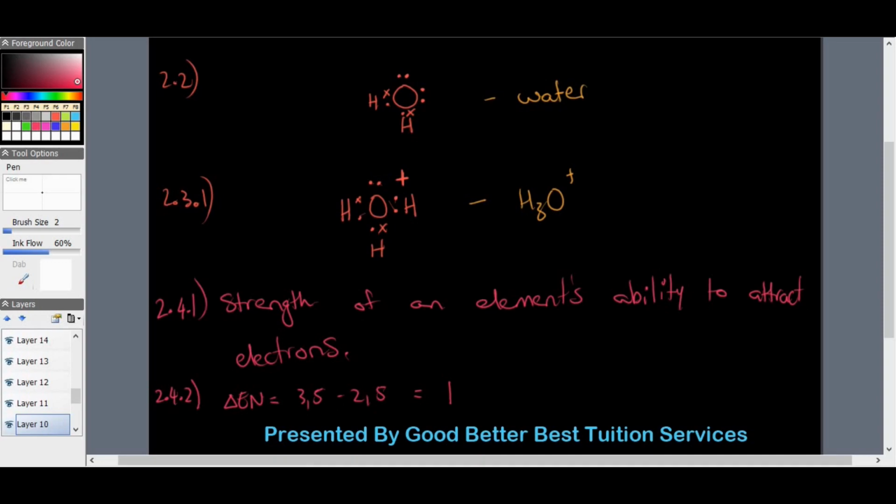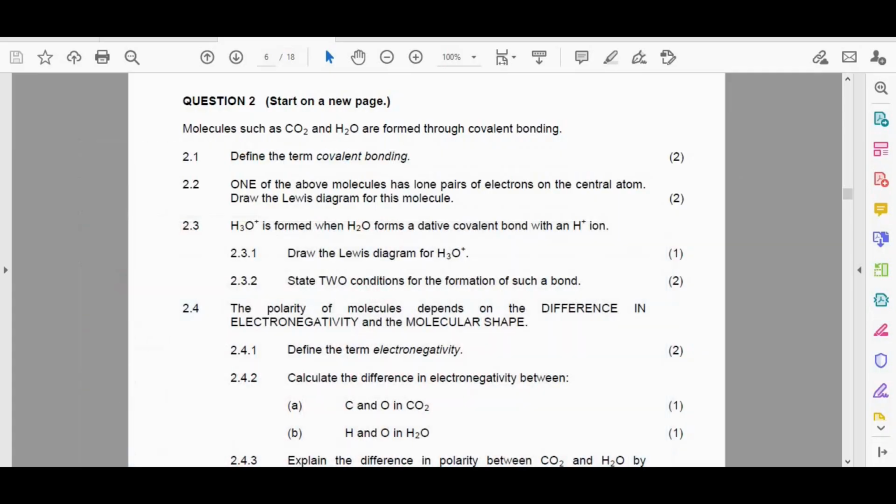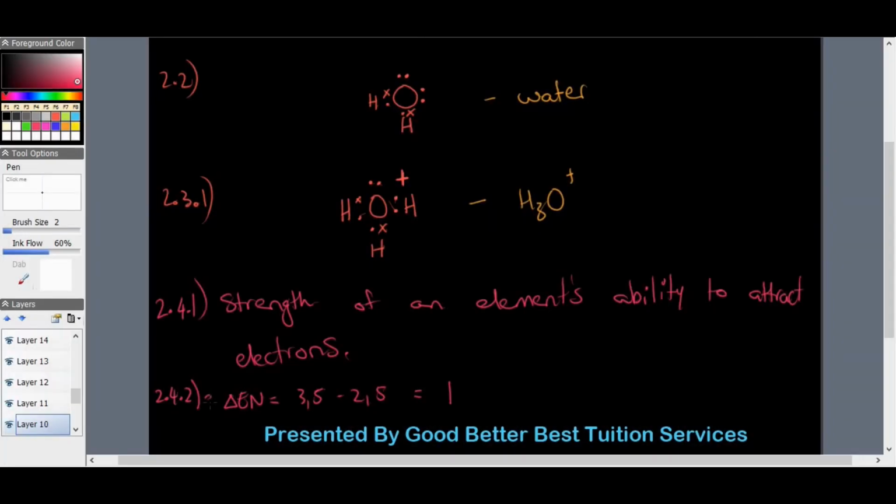And then I think they wanted the electronegativities of H and O. So this is 2.4.2 B. This was A. Change in electronegativity equals, oxygen was 3.5 and hydrogen was 2.1. So 3.5 minus 2.1, and it's about 1.4. It's just a number. It's 1.4. And that's where we are going to call it a day there, grade 11s.